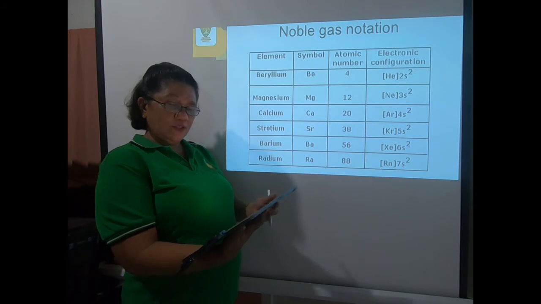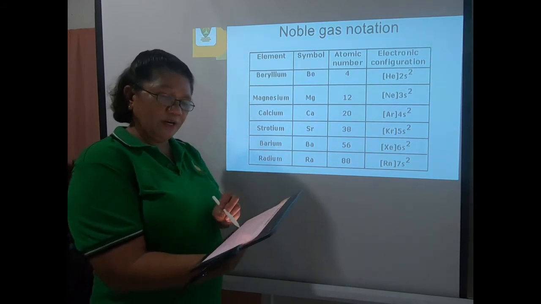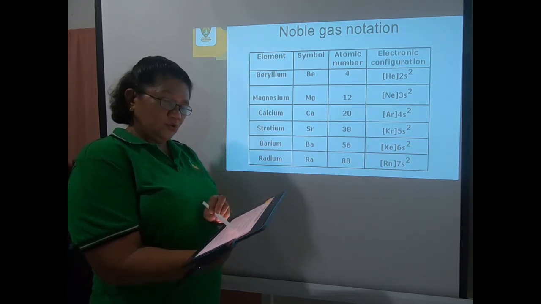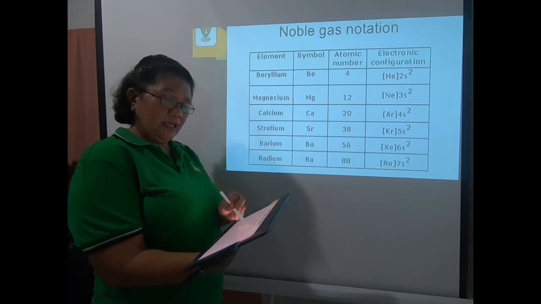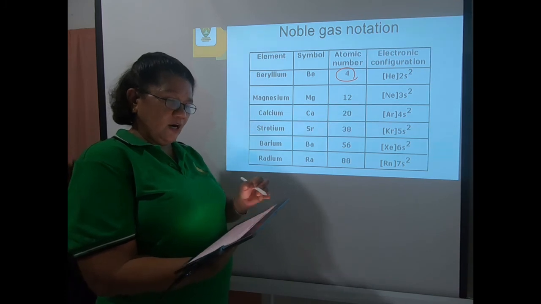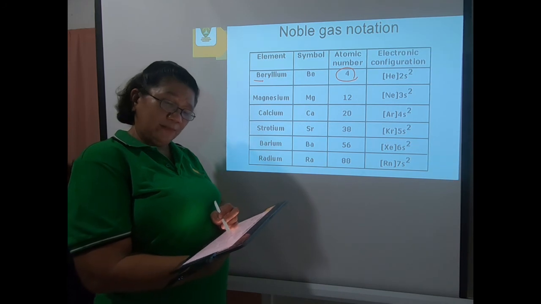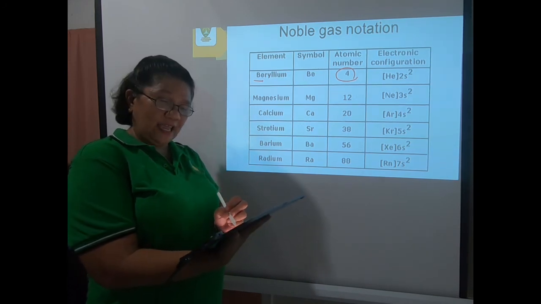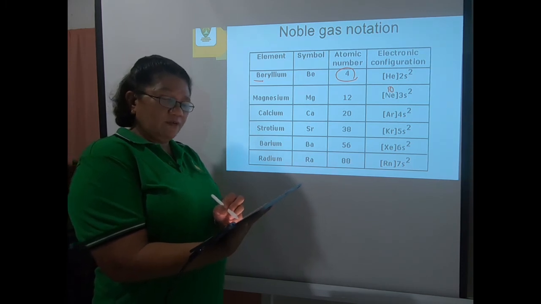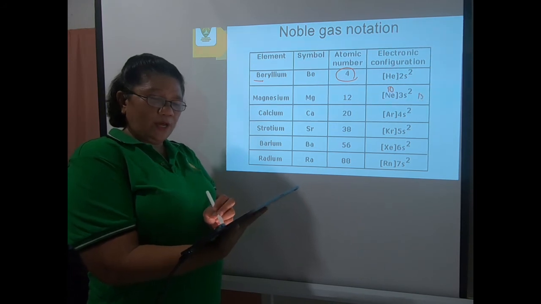For the noble gas notation, you can make use also of this as a shortcut. That is for helium, that is He, then 2s2. That will represent how many electrons? 4, and that will be our beryllium. Okay. For magnesium, magnesium is 12. You already know that neon is 10. Okay, so use the neon configuration plus 3s2 to come up with 12 electrons.